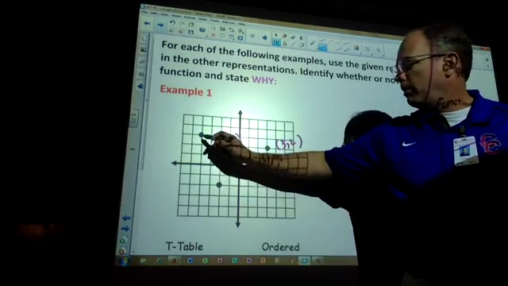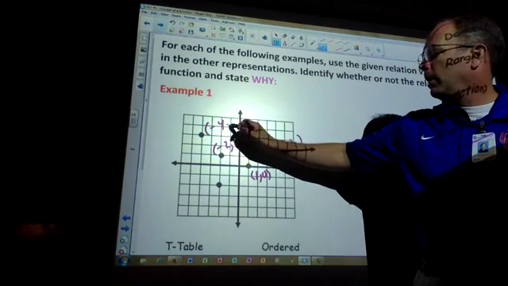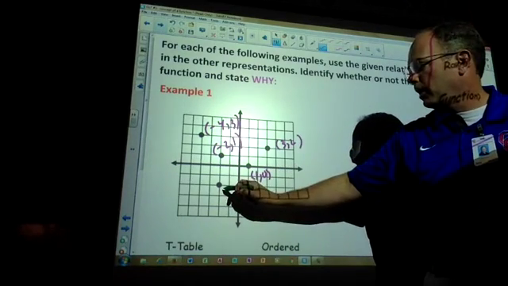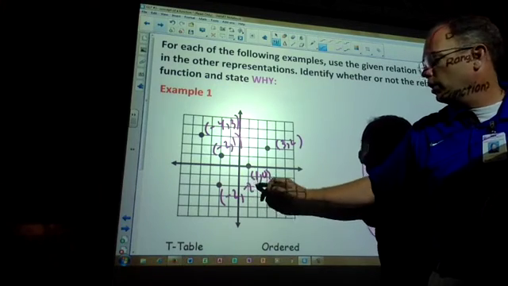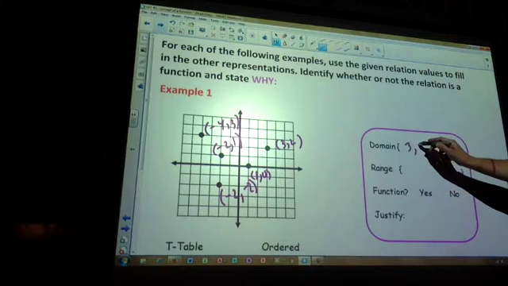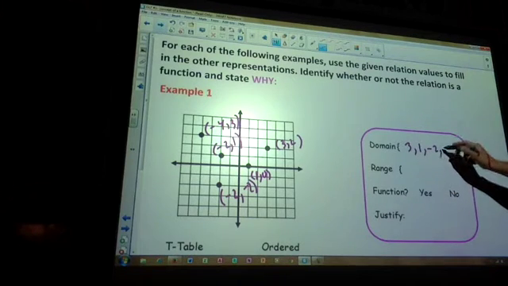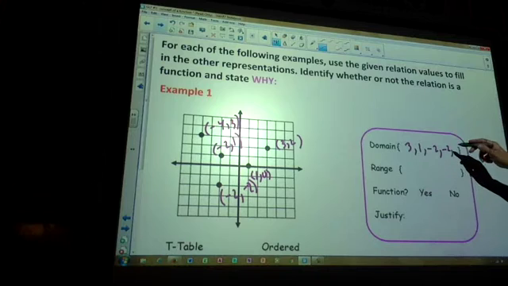And what does this one appear to be? Negative 4, 3. And then what does this one appear to be? Negative 2. Okay? So the domain appears to be 3, 1, negative 2, negative 2. Oh, so we have to list all of them. Wait, I missed one. 0. Negative 4, okay.